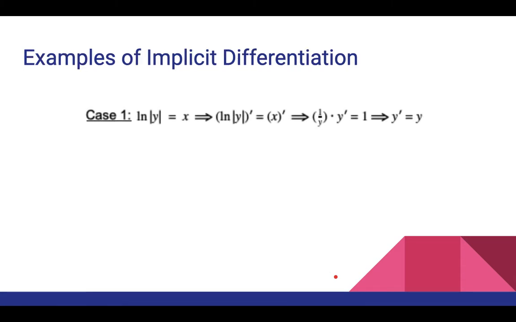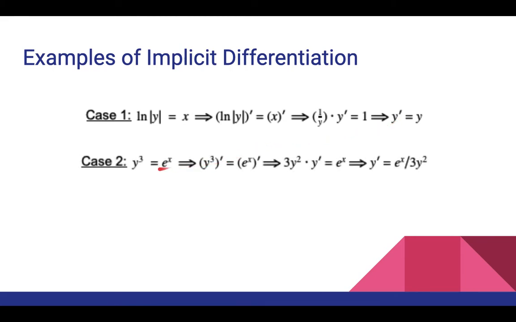Some more examples here, just to hammer the point home. If we have natural logarithm of y equals x, taking the derivative of both sides means we have 1 over y, since the derivative of the natural logarithm is 1 over whatever our variable is, times y prime, the derivative of y. The right-hand side is equal to 1, the derivative of x. Then multiplying both sides by y to isolate y prime, we get y prime equals y.